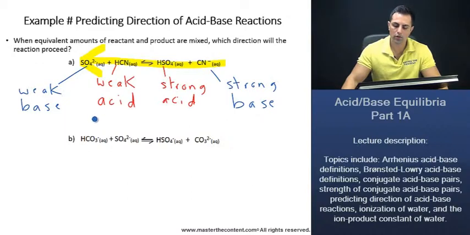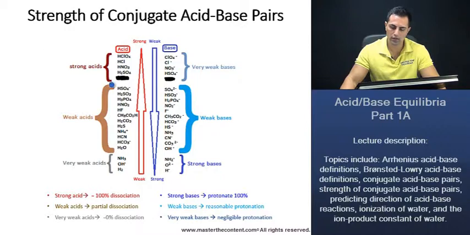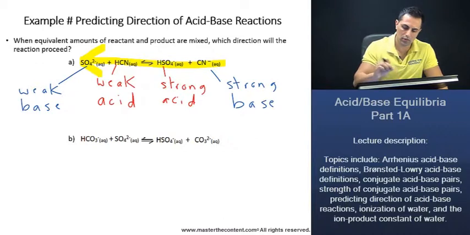Now we can follow the same methodology to solve our second problem. For our second problem, we'll start again by identifying the strong acid and the strong base. We have here bicarbonate, and we also have hydrogen sulfate. Now let's go back to our table and identify which of these two acids is stronger. We see here that hydrogen sulfate is going to be a stronger acid than bicarbonate because it's all the way down here. We can go ahead and label those.